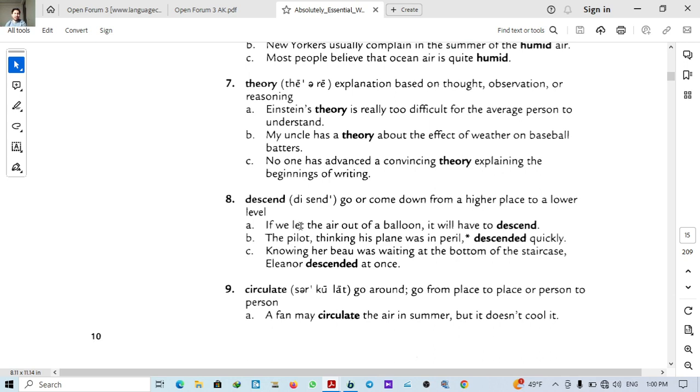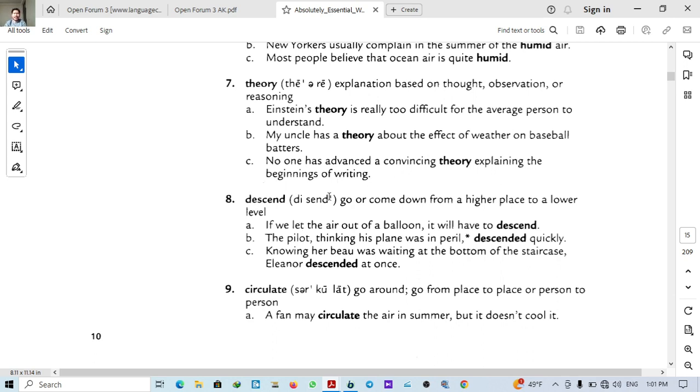Explanation based on thought. A theory is something that we are inventing or creating, for example, a kind of thought frame within which we are describing something. Observation or reasoning, or a framework in which we are providing reasons and some logic, and we are explaining something. Theory در واقع نظریه معنا میده.